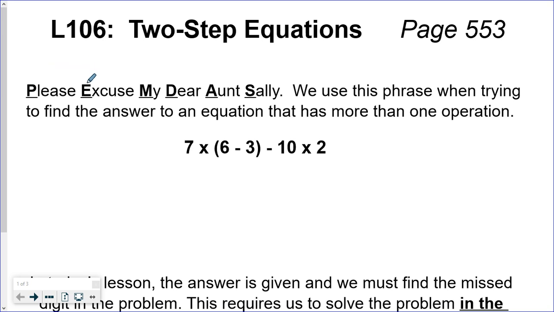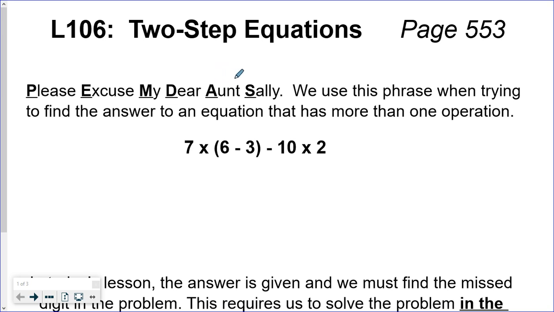Then we have the word excuse. Excuse stands for exponents. Do the exponents second. And then we have my dear. My dear stands for multiplication and division. Whenever you have both of them at the same time, you would always do whichever one comes first. That does not always mean you're going to do multiplication first. Sometimes you might actually use division first, but multiplication and division are on the same line as each other. If you have them both, you do whichever one is listed first.